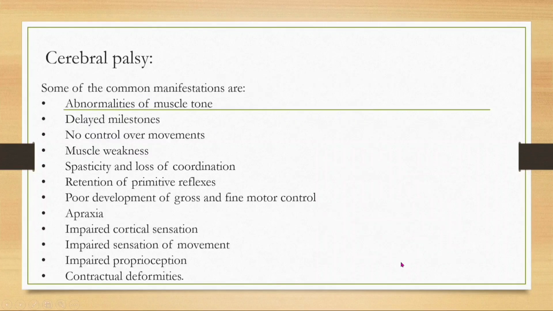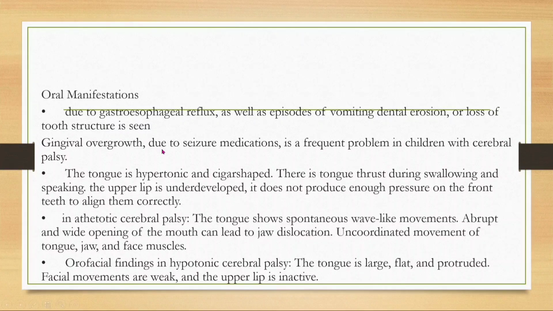Again, the question of cerebral palsy was asked. So the common manifestations of cerebral palsy: delayed milestones, muscle weakness, retention of primitive reflexes, apraxia, impaired cortical sensation, proprioception, or contractual deformities. Whereas the oral manifestations: due to GERD, there is lots of dental erosion or loss of tooth structure, gingival overgrowth due to the seizure medication, and the tongue is hypertonic and cigar shaped.